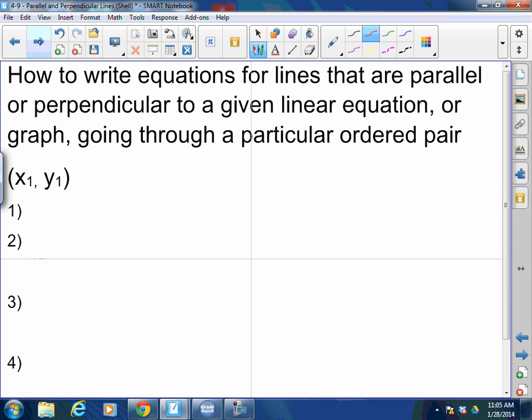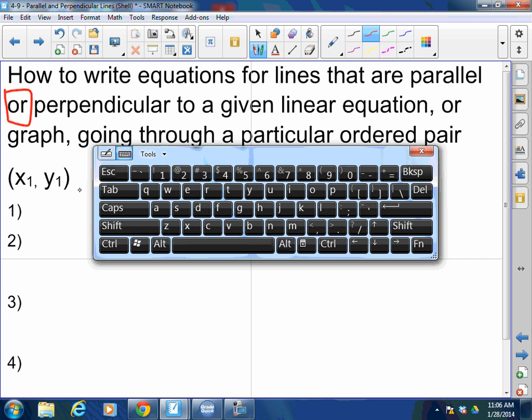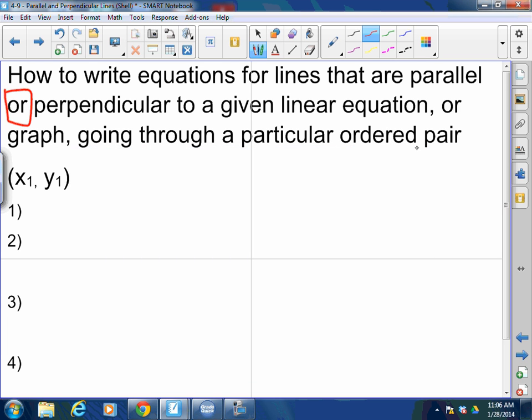So how to write equations for lines that are parallel or perpendicular. I'm going to give you the rules for either or, because it's the same rules. So how to write an equation for lines that are parallel or perpendicular to a given line, a linear equation, or graph going through a particular ordered pair, x1, y1. Remember, x1, y1, that is the point that is given.